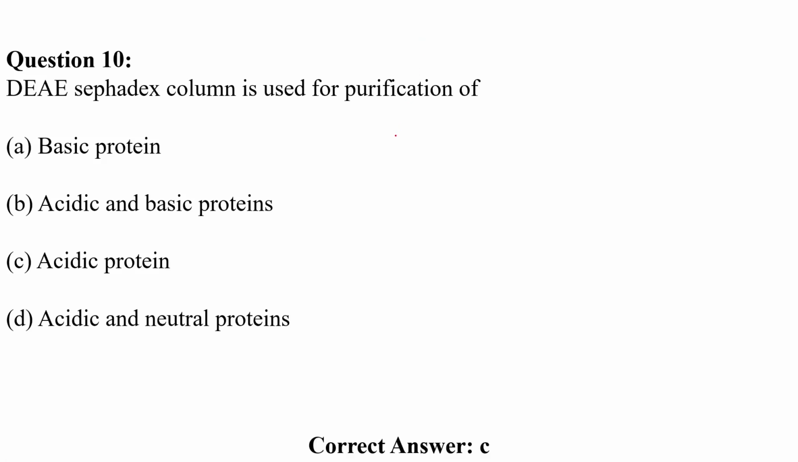Just now I told you anion exchange, that means negatively charged proteins will bind, right? DEAE Sephadex is an anion exchange column, so negative proteins will bind. Generally for any purification process we assume the purification is happening around pH 7. All the acidic proteins will have a low pI, the pI will be less than 7. For basic proteins, the pI will be more than 7, right?